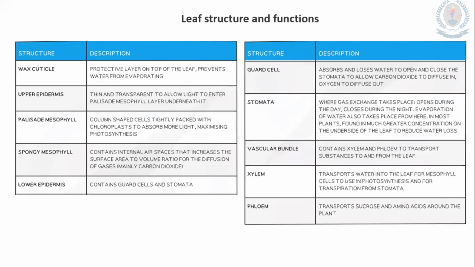Then we'll go to the vascular bundle. The vascular bundle contains xylem and phloem. Xylem tissue is important to transport water, while phloem tissue is important to transport food.